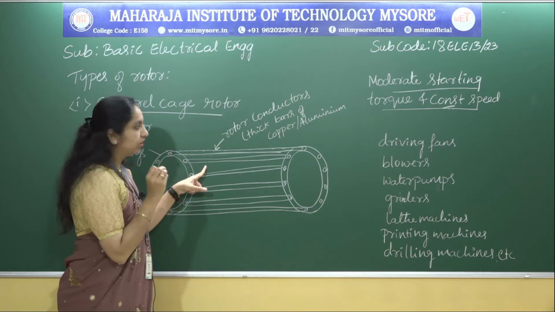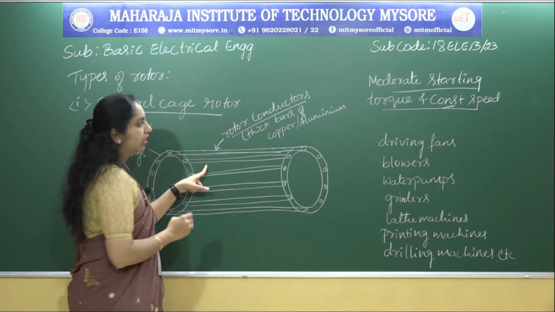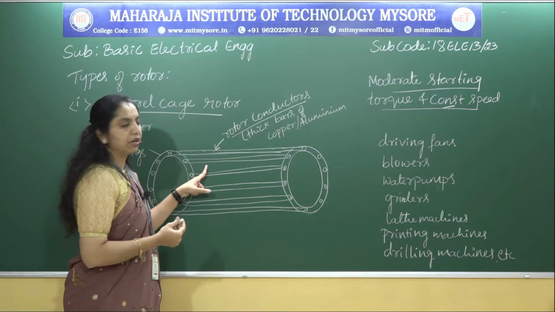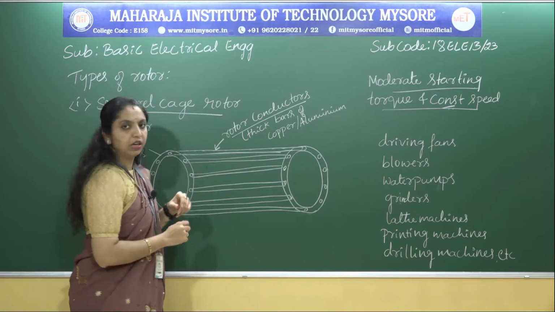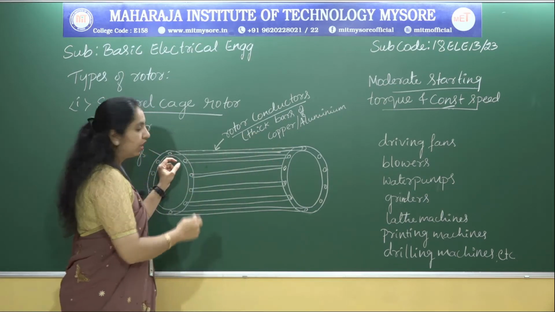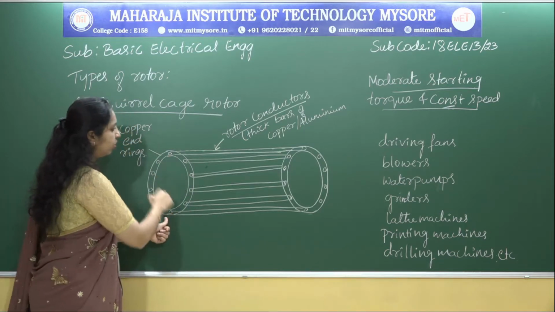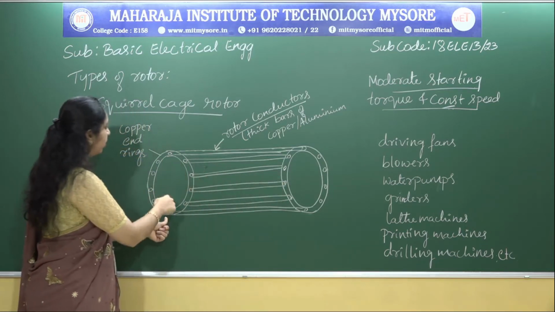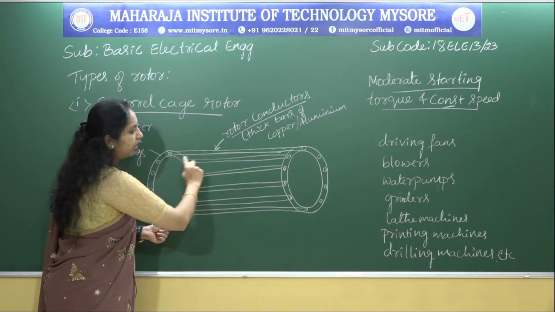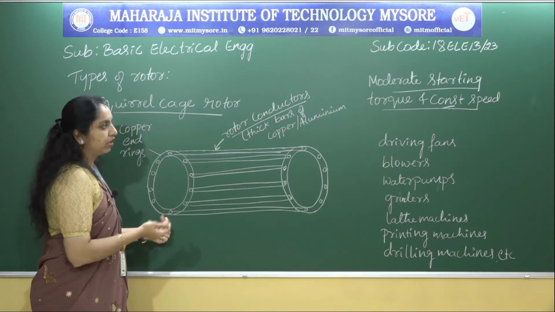These longitudinal parallel slots are made to accommodate the rotor conductors, and the rotor conductors are thick bars made of copper or aluminum. Here the two ends of these parallel bars, the rotor conductors, are welded to copper end rings. You can observe here, there are two rings, which we call copper end rings, and these parallel bars, the rotor conductors, are made of copper or aluminum.